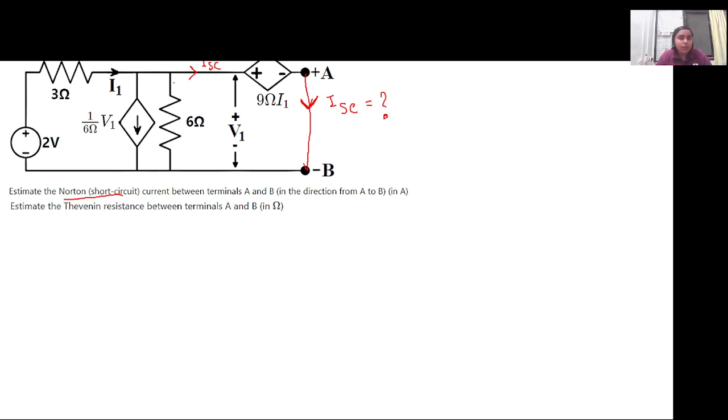So this branch voltage will be V1 by 6 again, because there is no other voltage source connected across this 6 ohm resistance. So the voltage source that is connected across is this 9 I1. So can we write V1 will be equal to 9 I1, because V1 is the voltage across this 6 ohm resistor. Also this voltage source, since this is short now, is basically connected across the 6 ohm resistor itself.